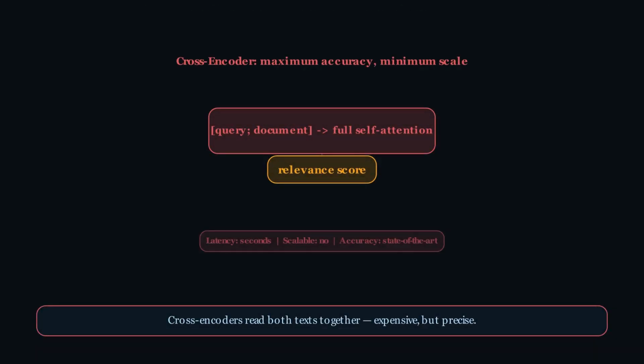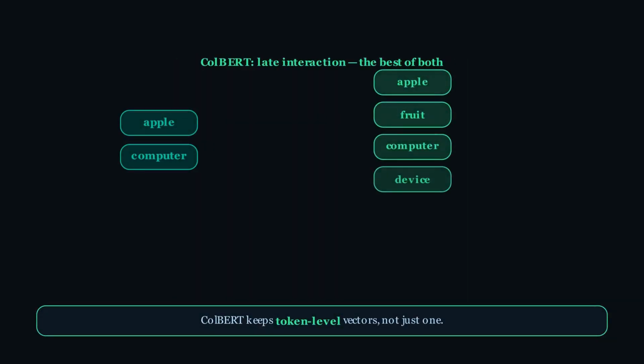The cross-encoder concatenates query and document and runs them jointly through full self-attention, letting every token see every other token. This gives state-of-the-art accuracy. But every single candidate document needs its own full forward pass, completely unscalable for searching millions of documents directly. ColBERT bridges the gap.